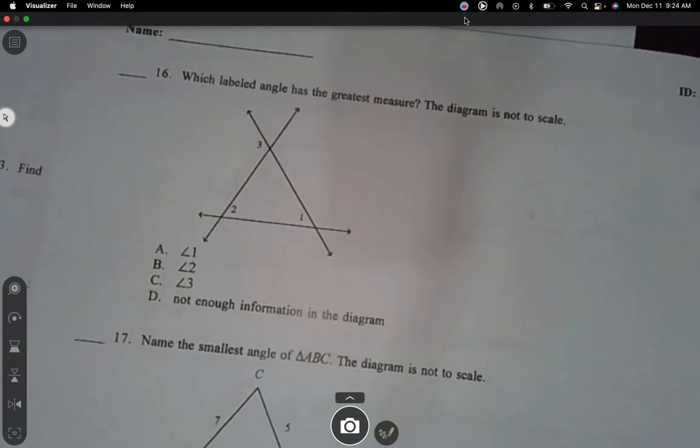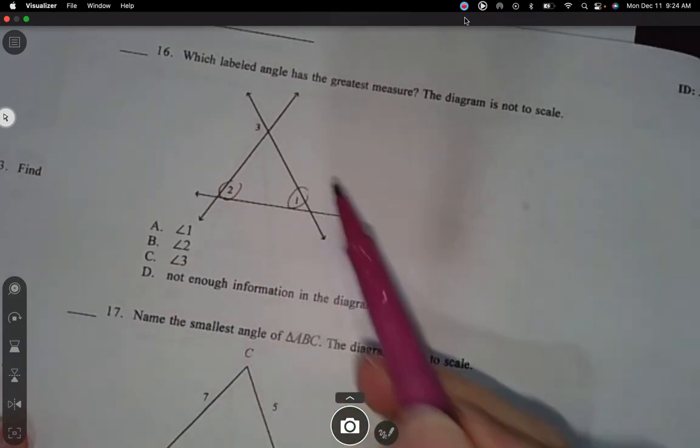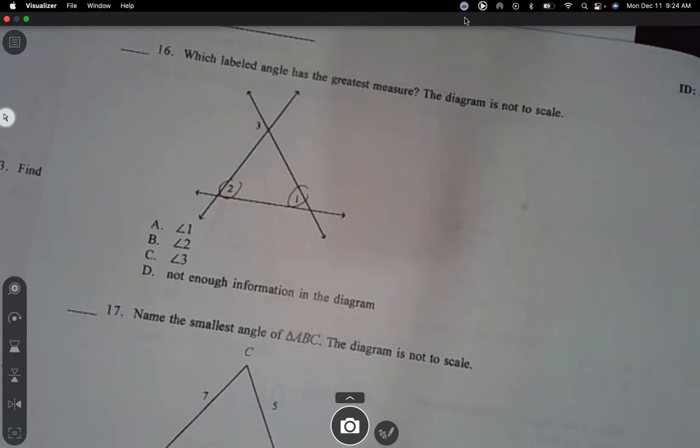Okay. Which one of those angles has the greatest measure on 16? It's angle 3. That's C. Because it's an exterior angle. It would actually be these 2 added together. So of course it's bigger.